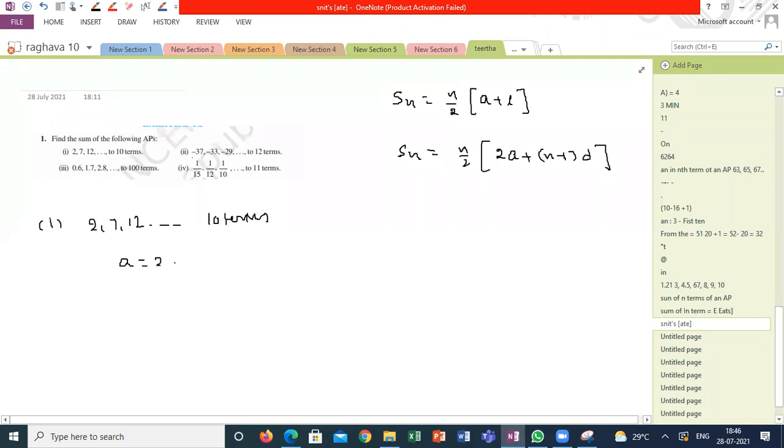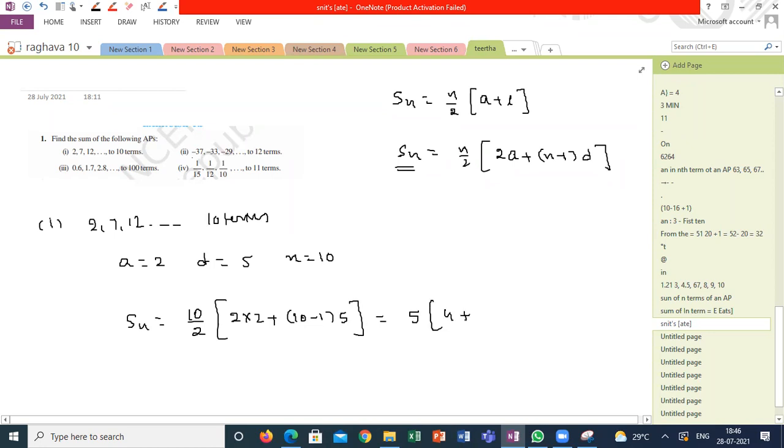Your a is equal to 2, d is equal to 5, and n is equal to 10. He is asking the Sn value. So which formula will be suitable here? The second one, since I don't know the last term. 10 by 2 into (2 into 2 plus (10 minus 1) into d). d is 5. This is 5 into (4 plus 9 into 5).